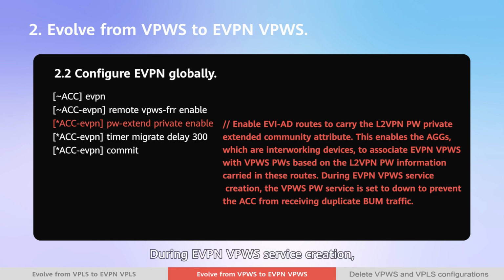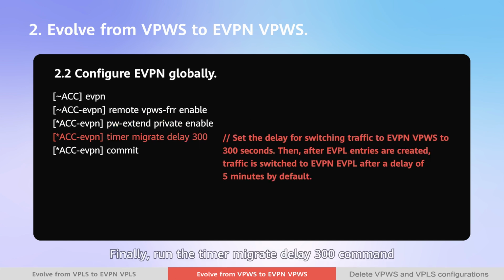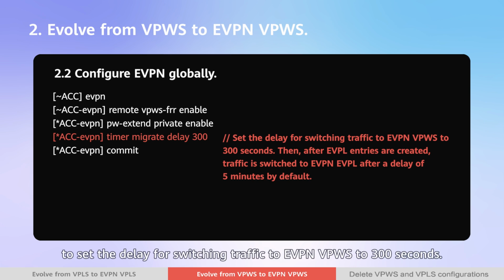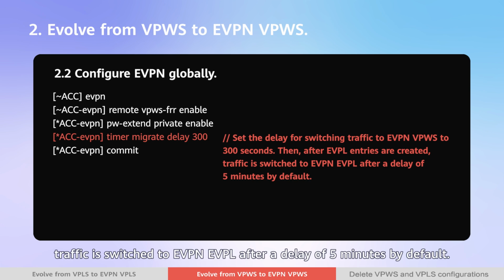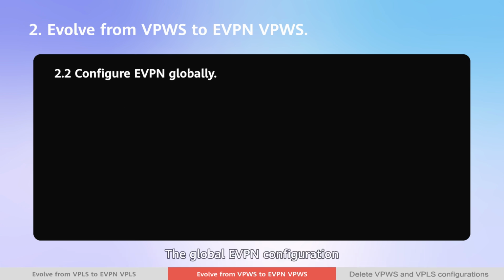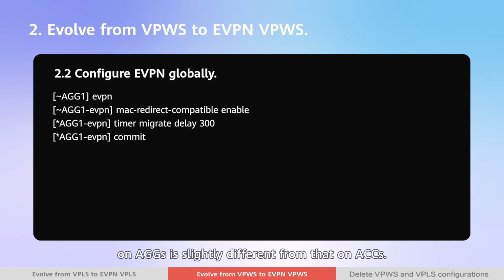During EVPN VPWS service creation, the VPWS PW service is set to down to prevent the ACC from receiving duplicate BUM traffic. Finally, run the timer migrate delay 300 command to set the delay for switching traffic to EVPN VPWS to 300 seconds. Then, after EVPL entries are created, traffic is switched to EVPN EVPL after a delay of 5 minutes by default. The global EVPN configuration on AGGs is slightly different from that on ACCs.